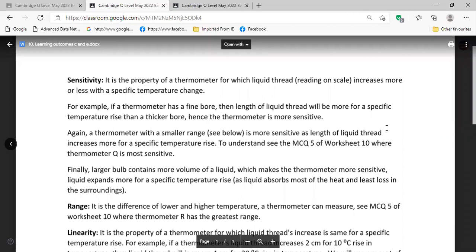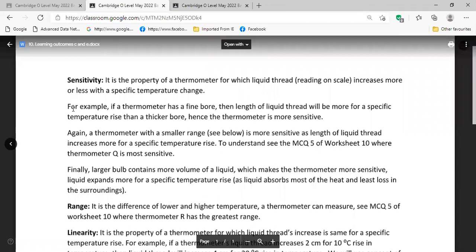So with temperature change, how much the liquid thread is going up or down, that's showing the sensitivity. If the liquid thread is increasing more with a specific temperature change like 1 degree Celsius, then we say the thermometer is more sensitive. Okay, so here is the definition of sensitivity, and we have examples when the sensitivity is more, and what are the factors we have to vary the sensitivity.